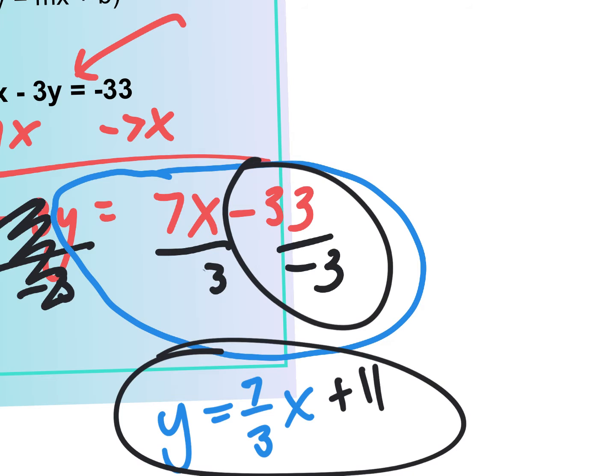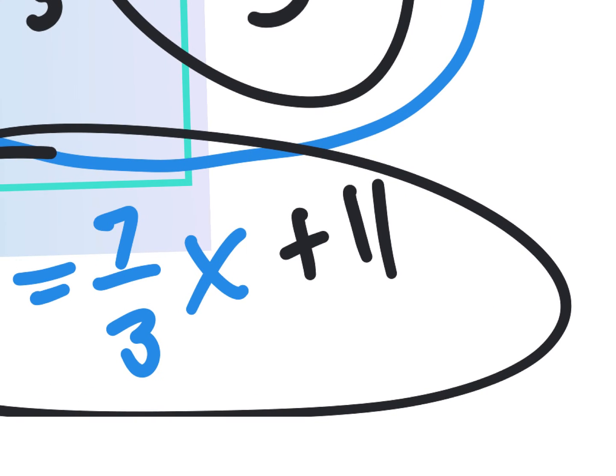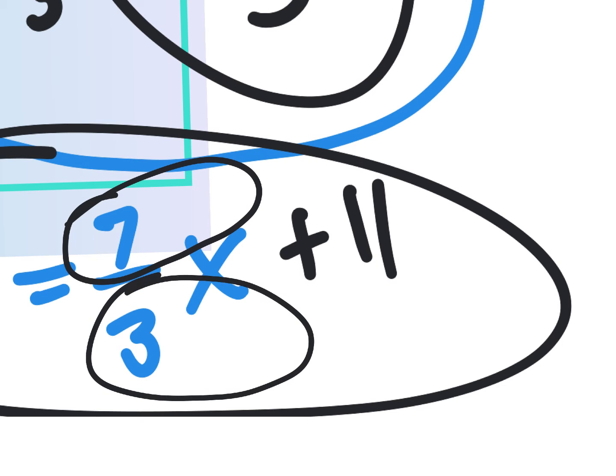And then if you had to graph this one, wouldn't it go through 11? 11 is the y what? The y-intercept. And then you'd go, what's this part of the slope? The what? The what over the what? Rise over run. Very good. So you'd start at 11, and you'd rise 7, and you'd run 3.